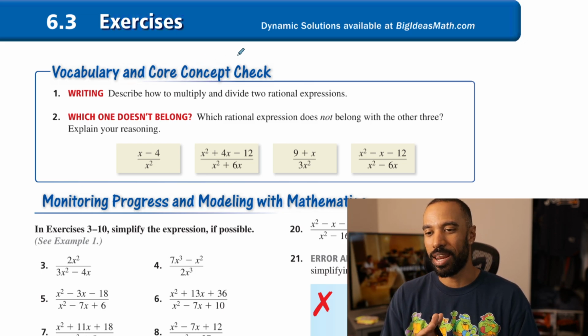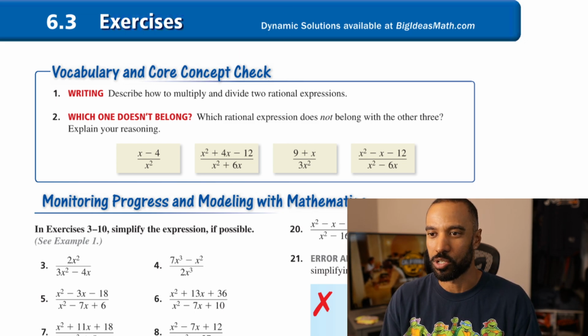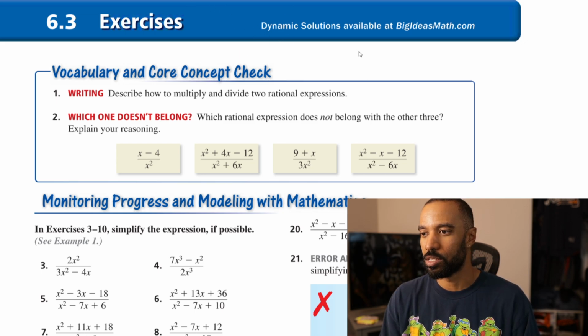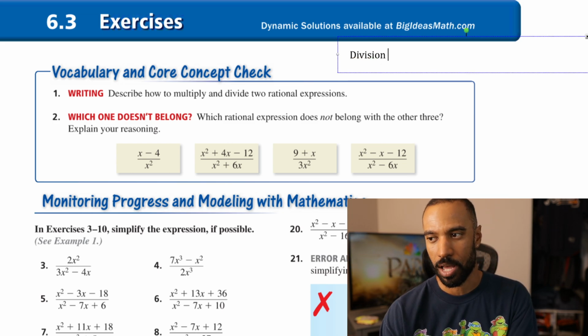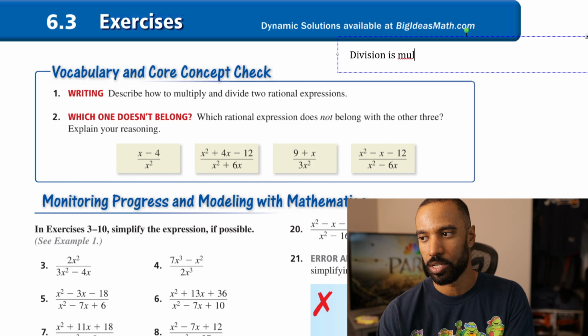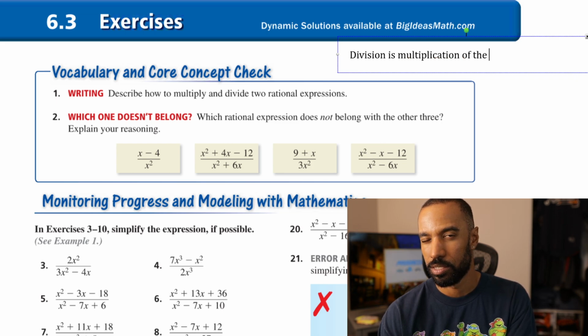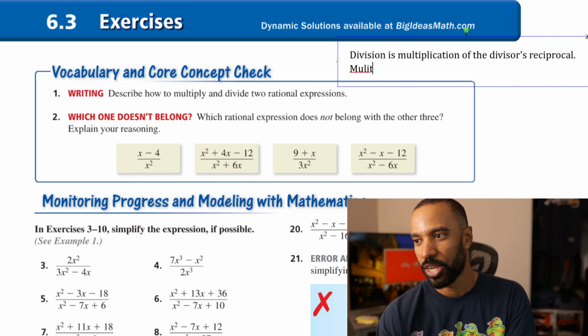All right, number 1 on writing, describe how to multiply and divide 2 rational expressions. Well, division is multiplication by a reciprocal, so I'll just mention that to begin with. So that way they're the same. Is multiplication of the divisor's reciprocal. Oh, I can't remember. Divisor's reciprocal. I think it's called the divisor. I don't want to be wrong, but I think it's the divisor. Multiplication.